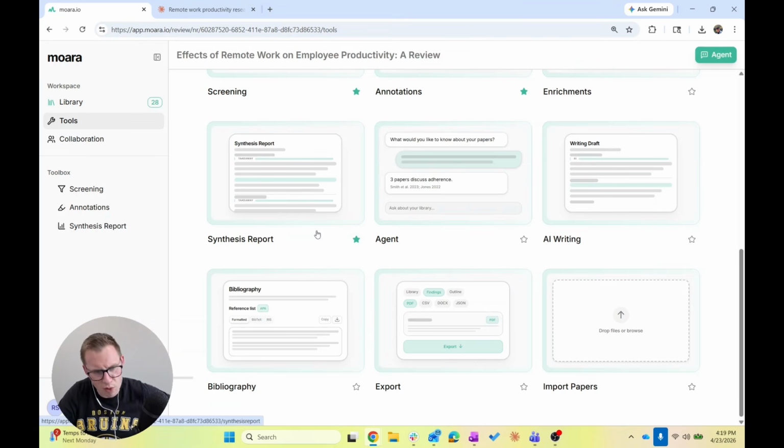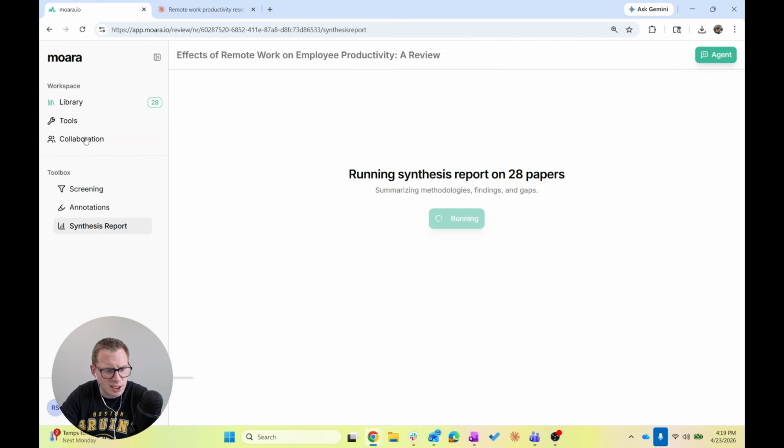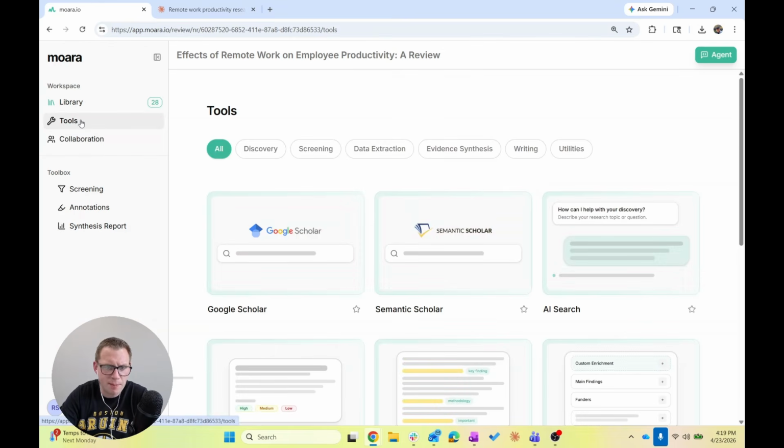I'm going to focus on some core ones, but the synthesis report could be interesting. I'll let that run. If you run the synthesis report, you'll get back top methodologies, top findings. I'd be really interested to compare that, that is, top methodologies and findings across our library, with some of the summaries and articles we'd seen before, especially if you looked at a lot of secondary research. So I'll let that run.